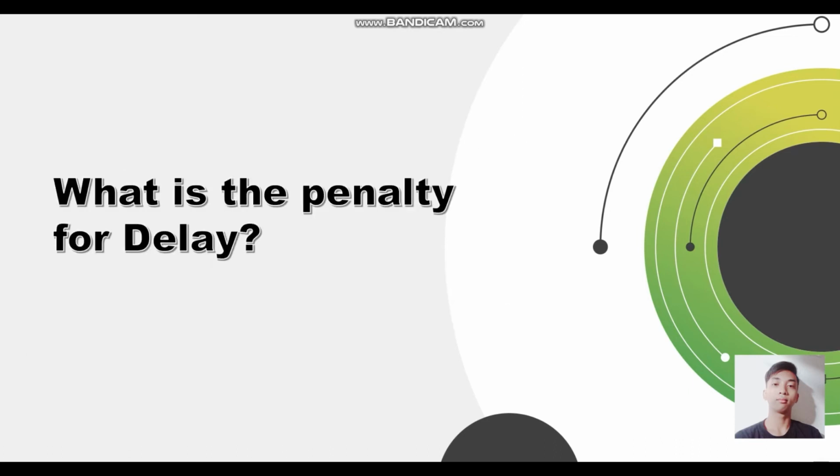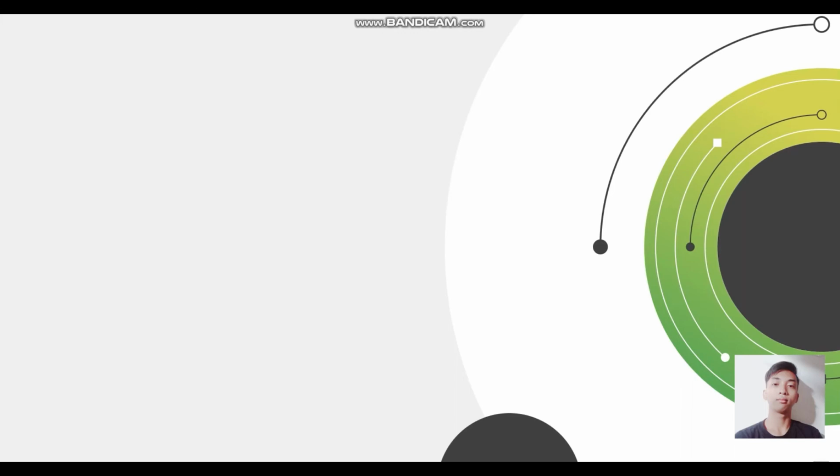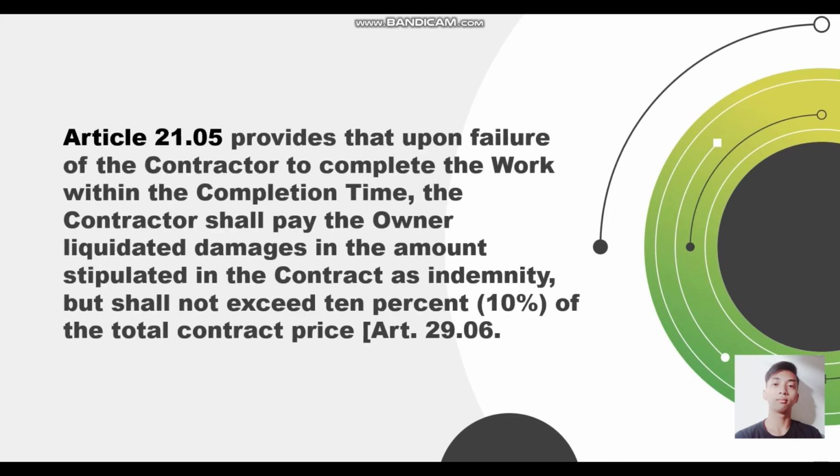What is the penalty for delay? According to Article 21.05, upon failure of the contractor to complete the work within the completion time, the contractor shall pay the owner liquidated damages in the amount stipulated in the contract as indemnity, but shall not exceed 10% of the total contract price, and covered by Article 29.06.